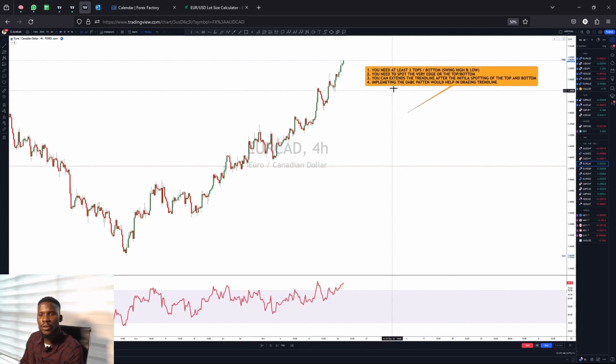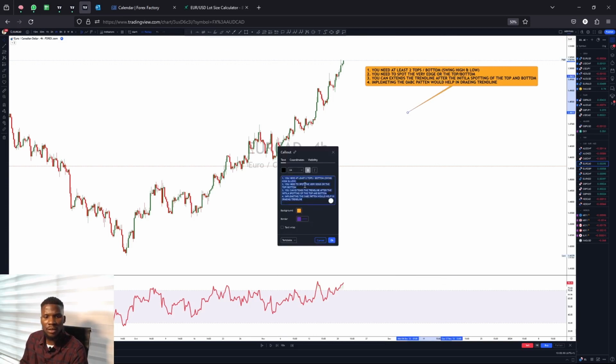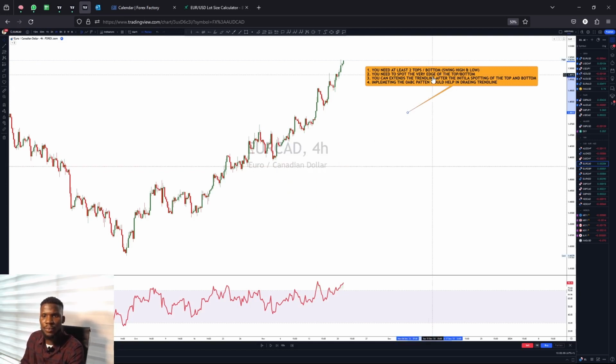So you need at least two tops and bottoms, or swing highs and lows, when you want to draw a trend line. The second thing is you need to spot the very edge of the top and bottom. And then you can extend the trend line after the initial.